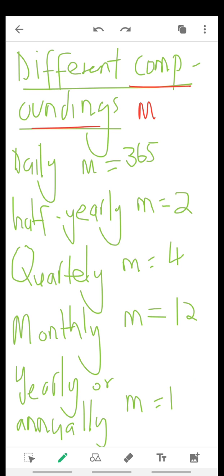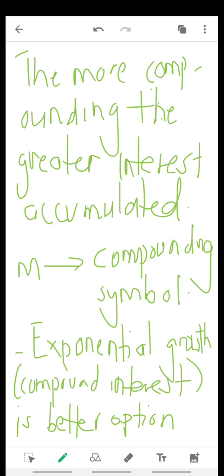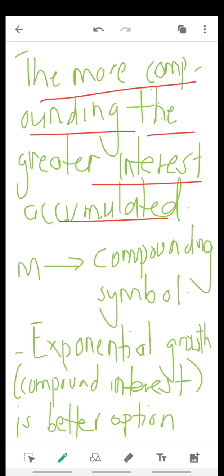So when compounding is yearly or annually, we assume M to be equal to 1. Okay, very important. Now, the more compounding, the more interest accumulated. That is true. If we take the same amount of money, myself and yourself, but my amount of money in the bank is compounded monthly, and yours is compounded daily, who's going to have more? It's yourself, because your money will accumulate interest each and every day, whereas mine will accumulate interest at the end of each month. Okay, so the more compounding, the greater interest accumulated.